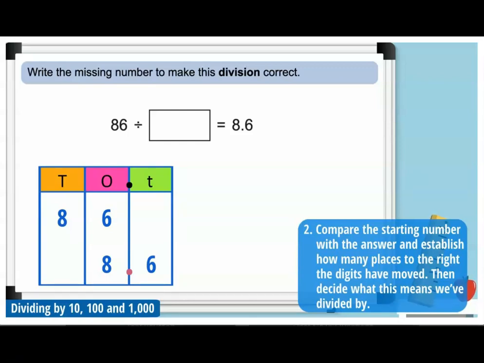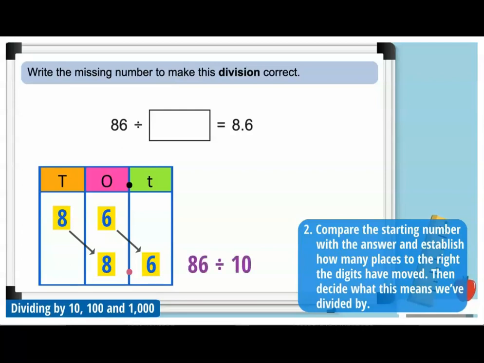Well, the 8 in the tens column has moved to the ones, and the 6 in the ones column has moved to the tenths. How many spaces have they moved? That's right, they've both moved one space to the right.